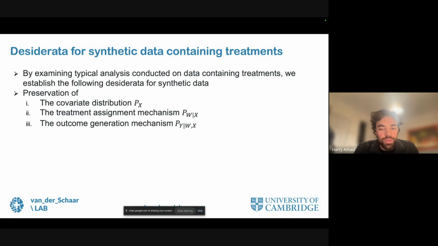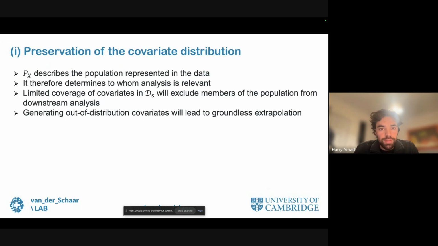And these three key distributions are very important in causal analysis for the following reasons. So the covariate distribution in a medical sense really describes the population that the data represents. It describes the type of patient that is represented in the data set, and therefore it determines to whom the analysis on that data set will be relevant. So it's very important for a synthetic data set to preserve this covariate distribution as accurately as possible so that the analysis done on the synthetic data applies to the same class of people that it would have applied to if it had been done on the real data.